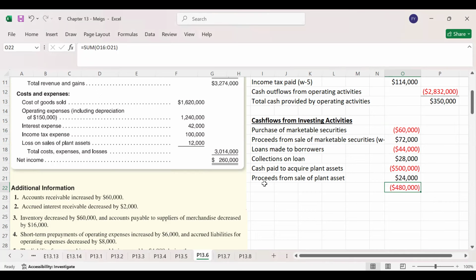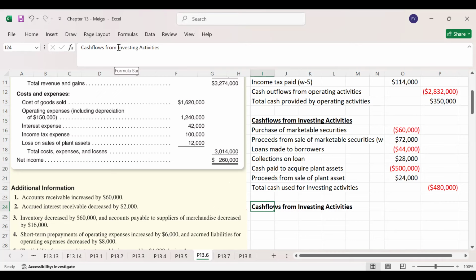This minus means total cash used for investing activities. This means that the company did more investments in the assets. So here the total amount is minus 480,000. It is in minus because the cash is used.